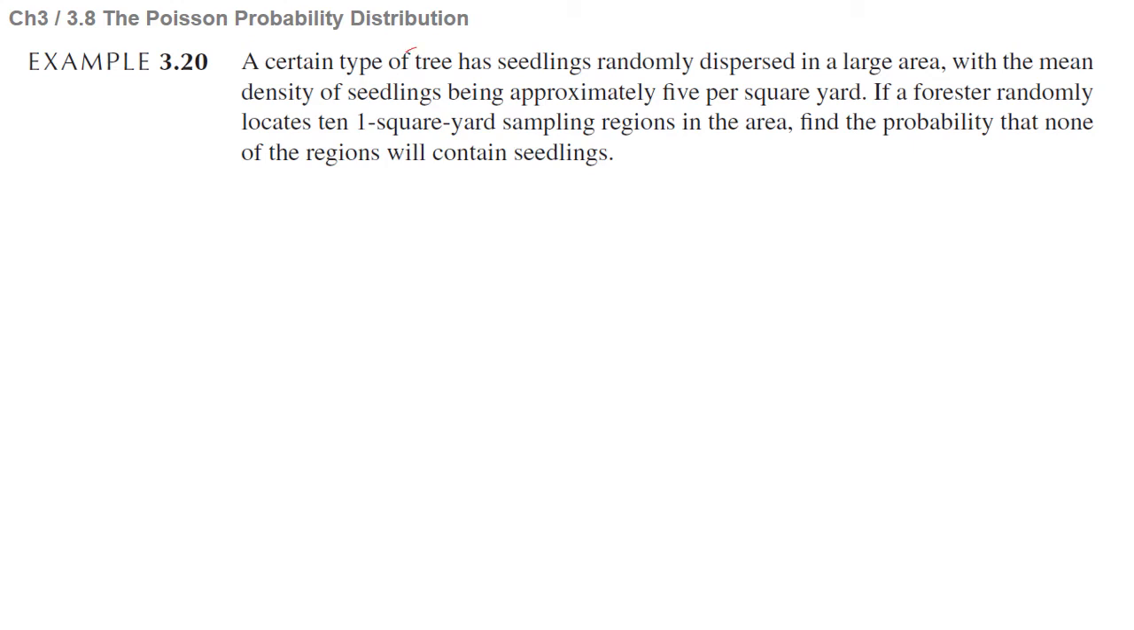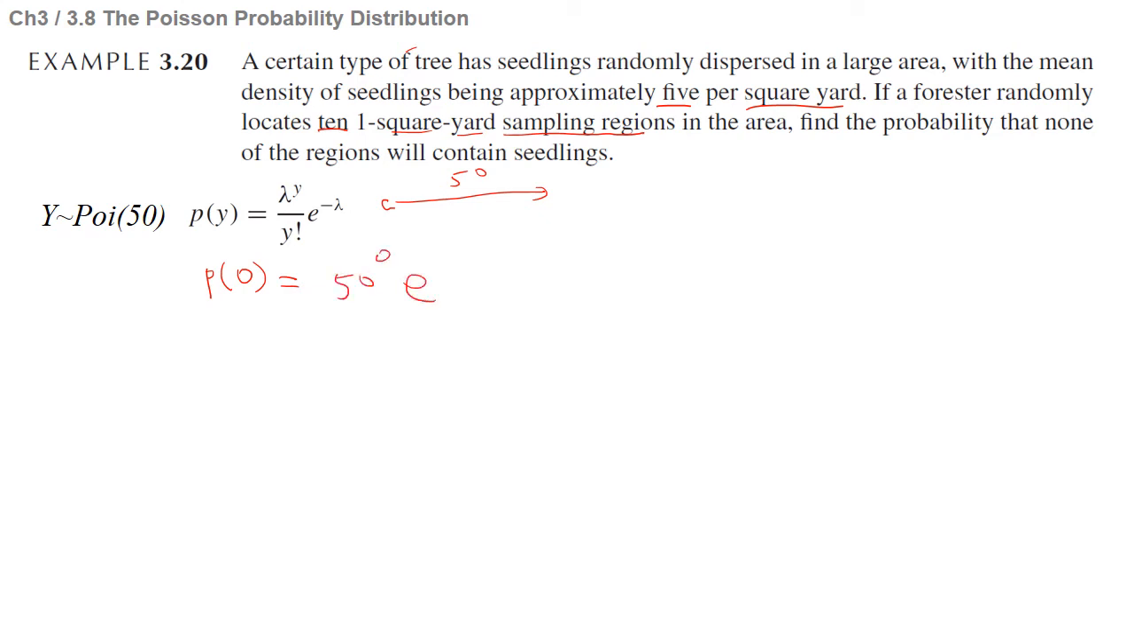So the forester randomly locates 10 square yard sampling regions. There's 5 per square yard, so for 10 square yards there would be 50 in the region. So it would follow Poisson 50, and the probability that none of the regions will contain seedlings would be P0. Lambda is 50, 50 to the zero, e to the minus 50. This one is 1, so the probability is e to the minus 50.